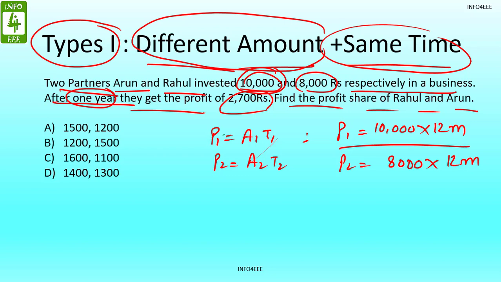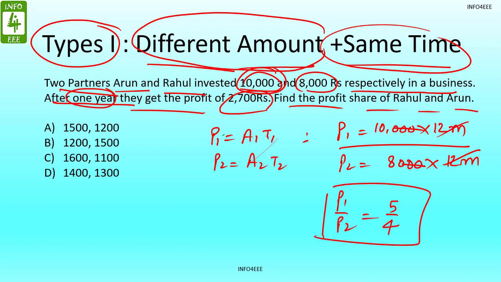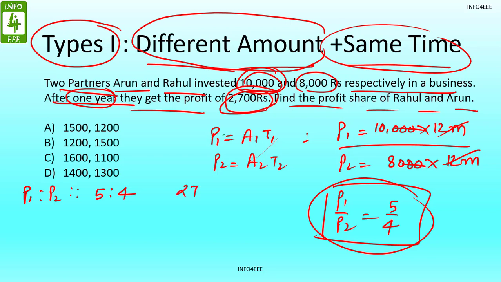So the ratio of P1 and P2 will be P1 upon P2 is equal to 5 upon 4. So this is the ratio of their profits. So P1 will get 5 parts and P2 will get 4 parts. Now how to solve this, right? So now you know P1 is to P2 is equal to 5 is to 4 and the total profit they made is 2700, right? 2700. Now we need to break 2700 into 5 is to 4 parts.